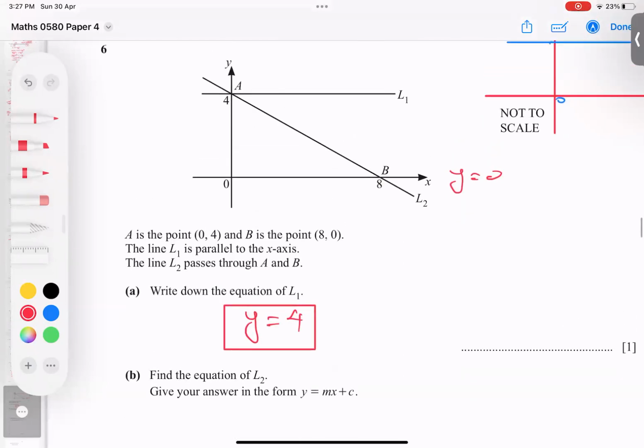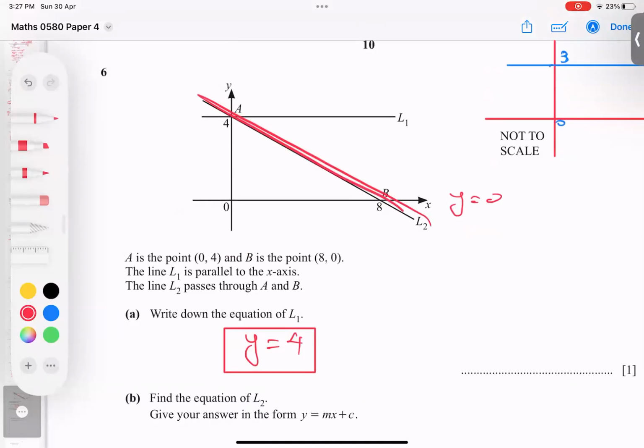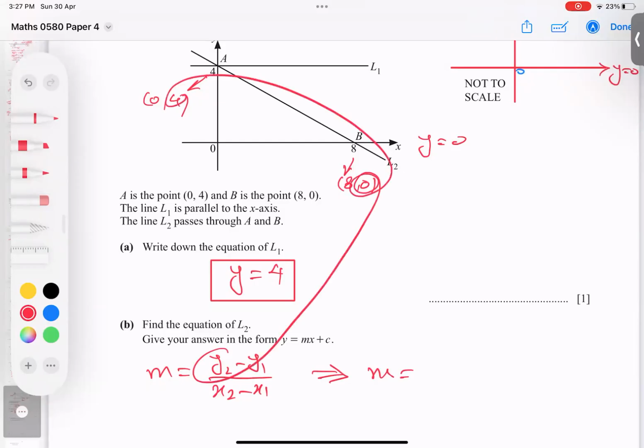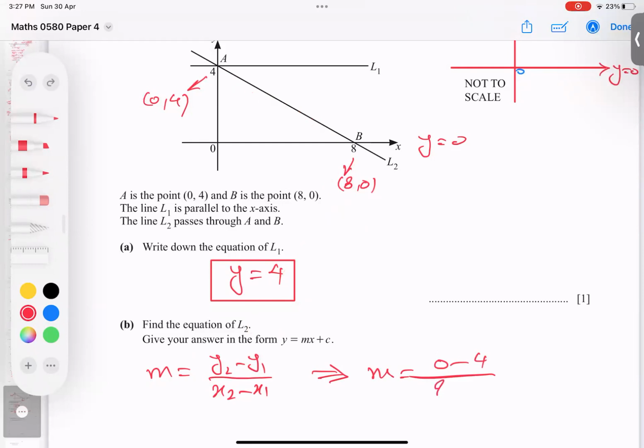So, without any working, I got the answer. He's saying line 2. Line 2 is this. How many points are located on it? 2. This is x 8, y 0. Here x 0, y 4. So take both points. And what is the gradient formula, student? Y2 minus y1 over x2 minus x1. I'm going to plug in. I can label it anyway, this is y2, this is y1. No problem. 0 minus 4 over x2 minus x1, so 8 minus 0. And I'm getting the gradient coming negative half.